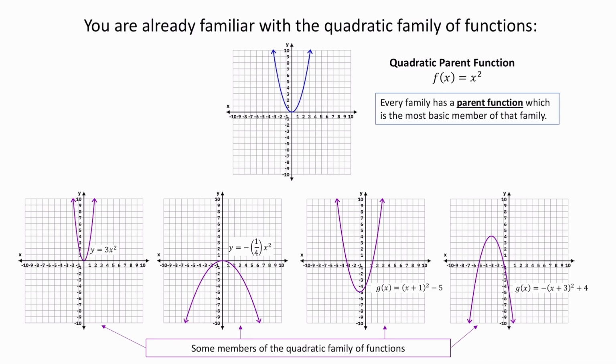So every family of functions has a parent function, which basically represents the most basic member of that family. So for the quadratic family, that basic parent function is f of x equals x squared, which you can see in this graph. And so here I've shown you 4 different members of the quadratic family. Obviously, these don't represent every member of the quadratic family. I've just given you 4 examples. And notice that these all represent variations of this quadratic parent function.